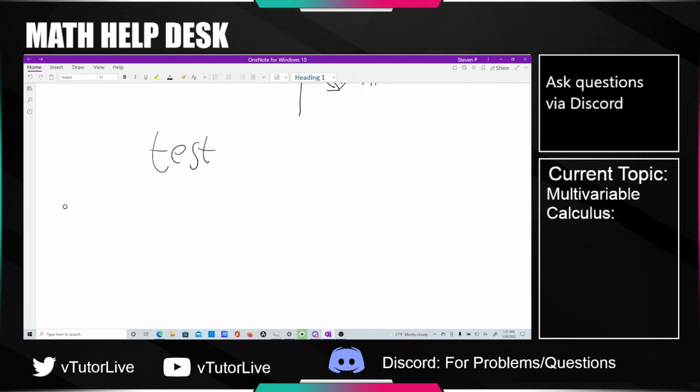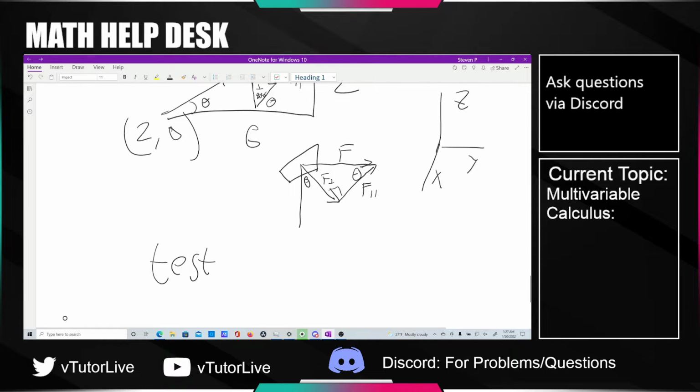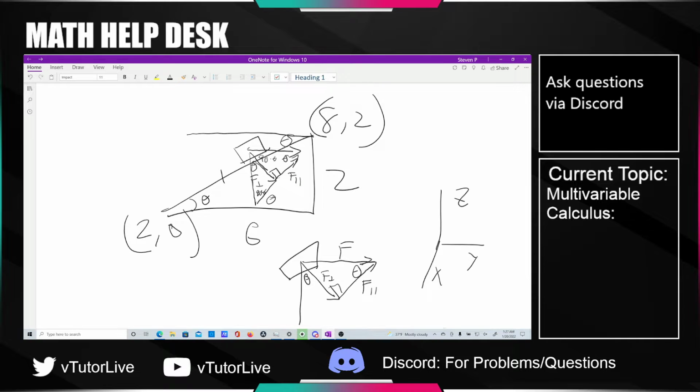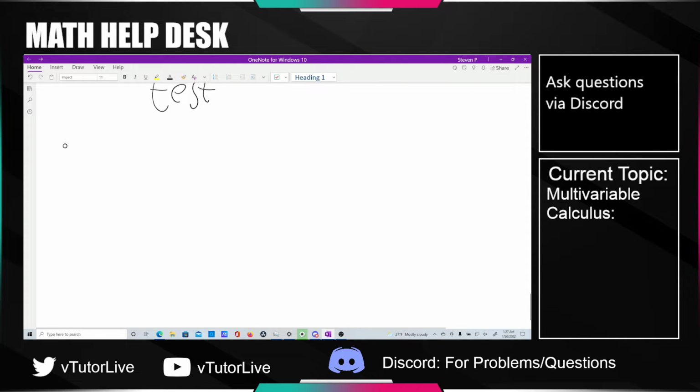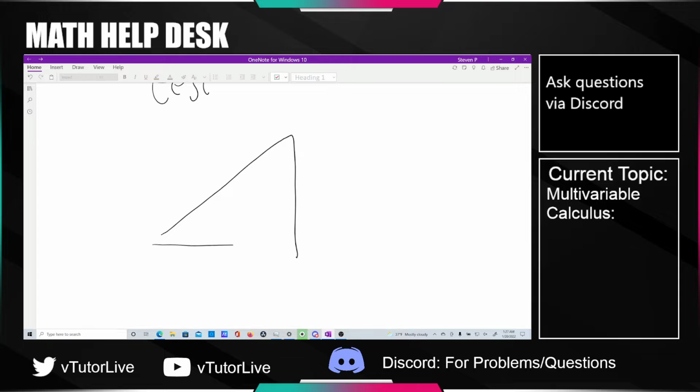Okay. So the question that you shared with me was, if I remember correctly, basically a block on an inclined slope. And what we do know are the starting and end positions of the slope, right? I think it's like 8 comma 2.